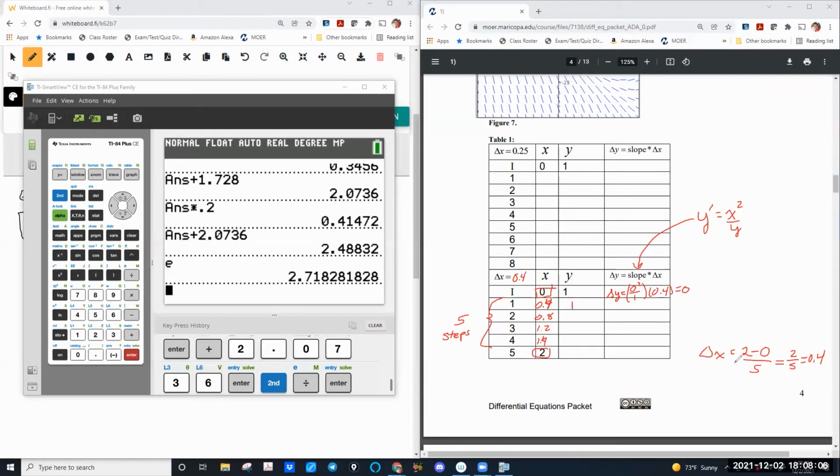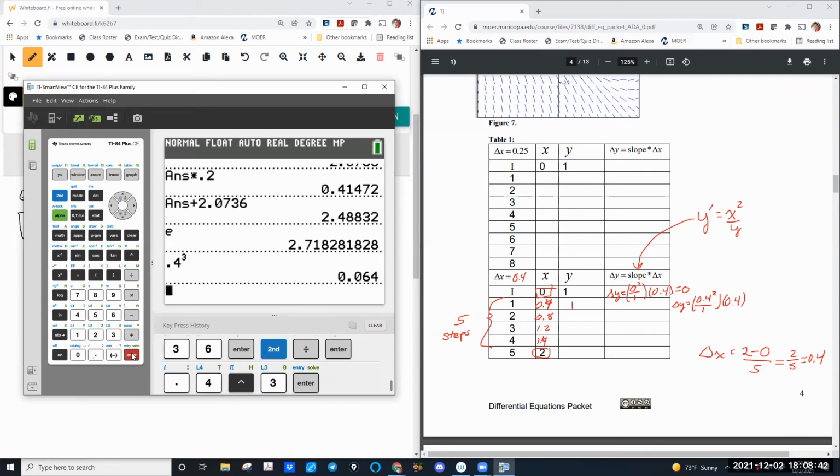So let's do a few more steps, and hopefully I can fit these in. I'm going to write this one over here because it's just going to get too messy. I wrote the first one a little big. Okay, so now we're at this point, 0.4, 1. So 0.4 squared over 1 times 0.4. So in this case, we actually just end up with 0.4 cubed. And that gets added to our old value.